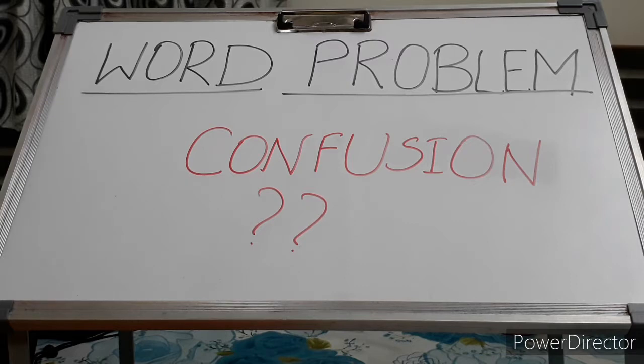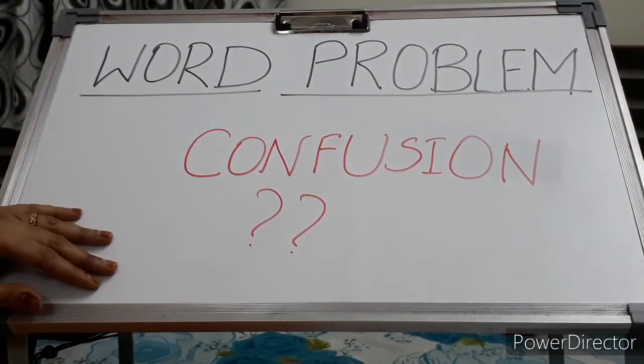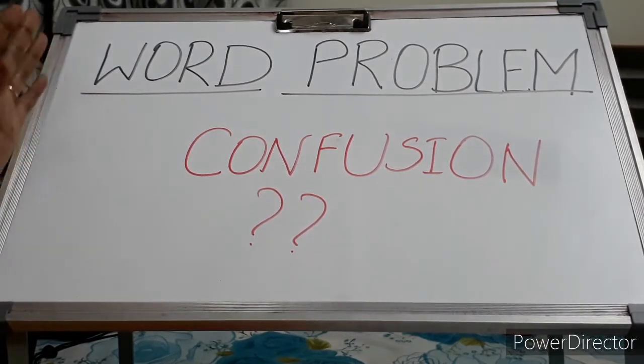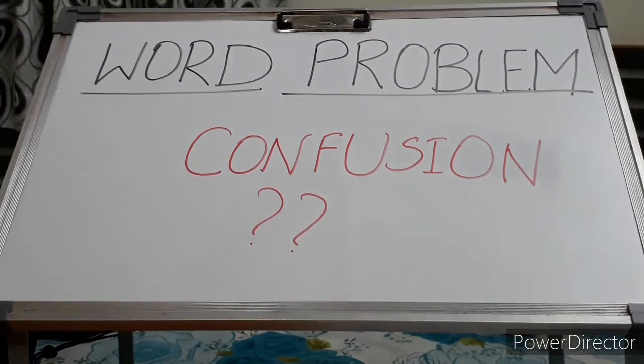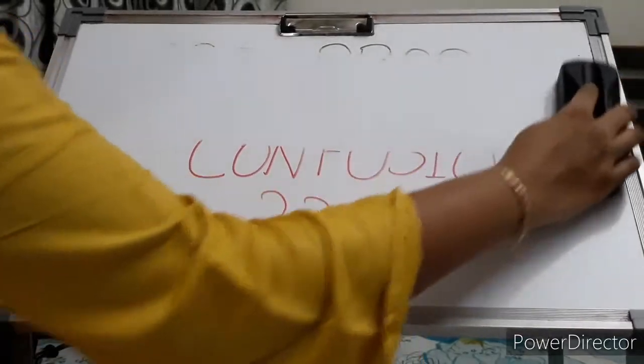The last and the most important topic is the word problem, where the kids often get confused about when to do addition, subtraction, multiplication, division. They do it all wrong and make mistakes. So I will teach you today the easiest method to recognize when to do multiplication, division, addition and subtraction in the word problems, statement problems. Okay, so let's start.